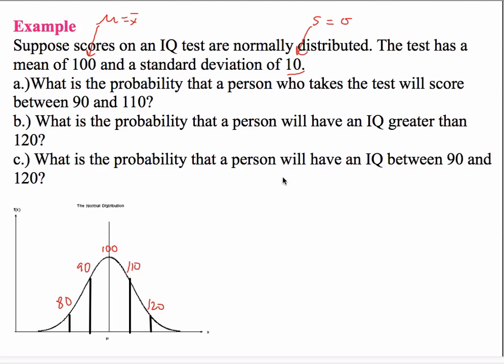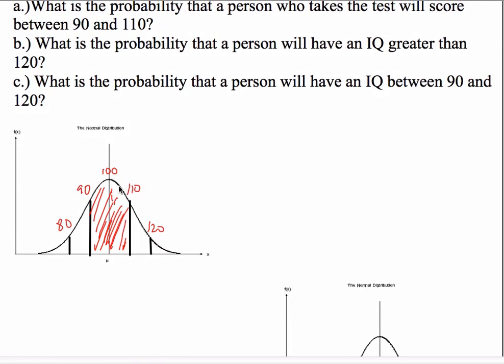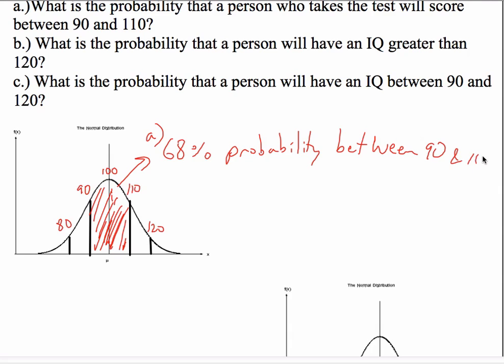Okay, so what's the probability that a person takes a score between 90 and 110? Well, here's the region that's between 90 and 110, and if we check our diagram here, we have 68%, so part A, there's 68% probability, or you could say 68% of the people are between 90 and 110.